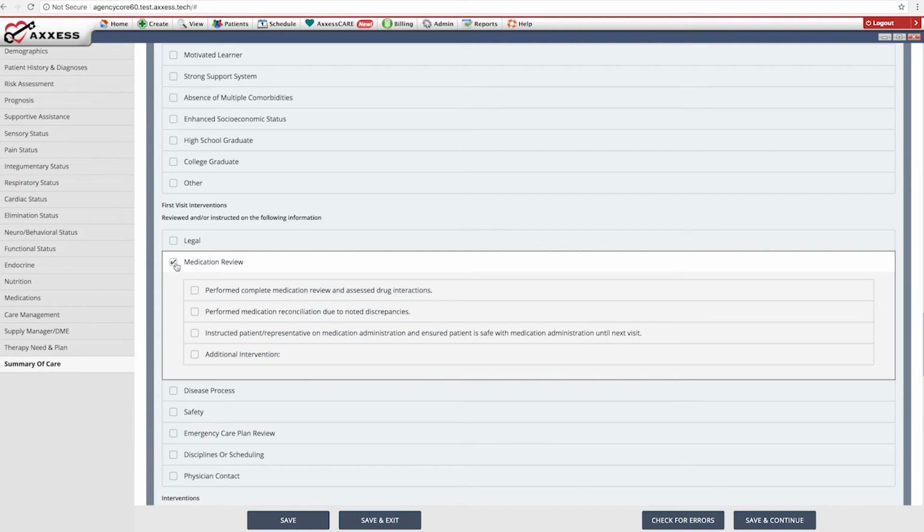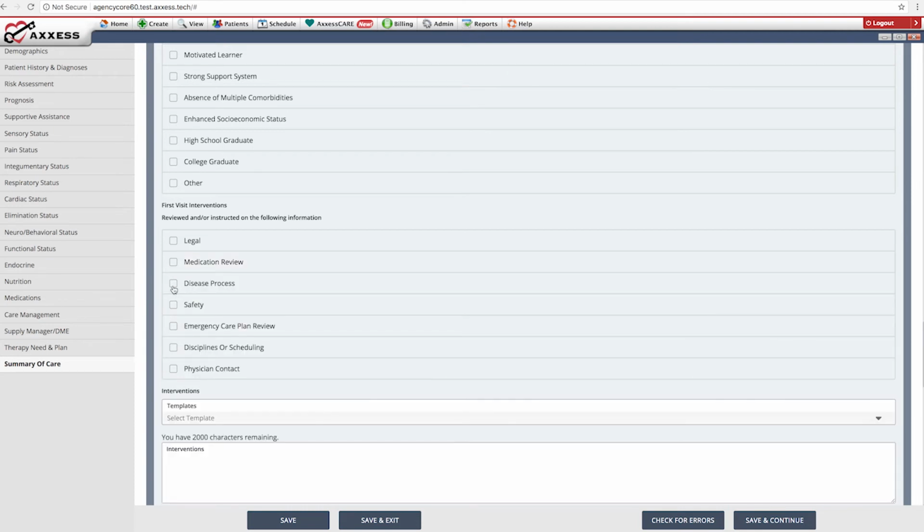Medication review. You want to document if you completed the medication review and assess for drug interactions. You want to be able to document if you had to reconcile the medications because there were discrepancies, and whether or not you instructed the patient to ensure that they are safe until the next visit. Medication errors are one of the major causes for patients to be back within the hospital within 3 days. So it is extremely important to ensure that the patient can take their medications correctly.